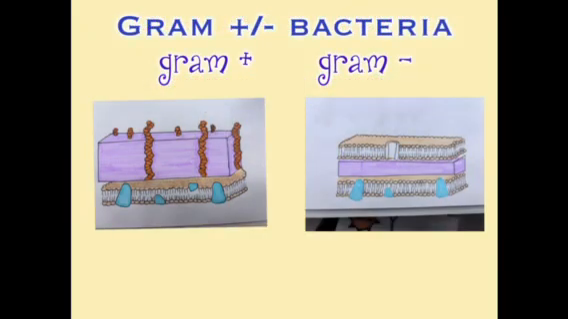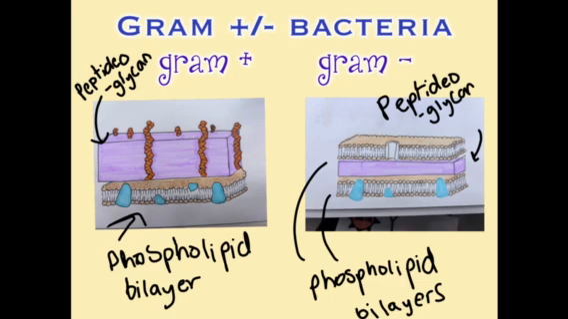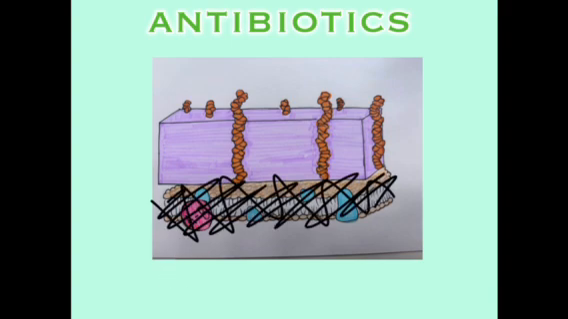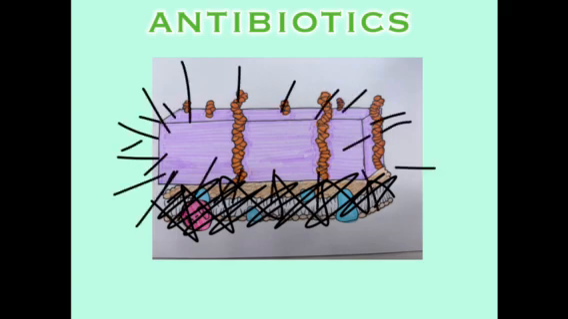There are 2 kinds of bacteria, gram-positive and gram-negative. Gram-positive have one phospholipid bilayer and a very thick layer of peptidoglycan. Gram-negative, on the other hand, have a phospholipid bilayer and then a thin layer of peptidoglycan and then another phospholipid bilayer. Antibiotics are a chemical that enters the bacterial cell and damages the enzyme that builds the layer of peptidoglycan. This breaks down the cell wall and causes the cell to explode because of its internal pressure.